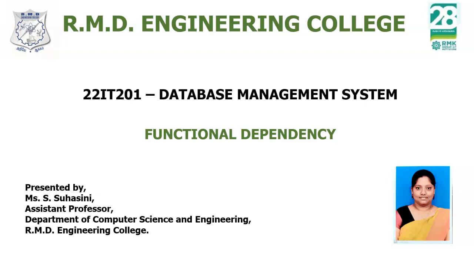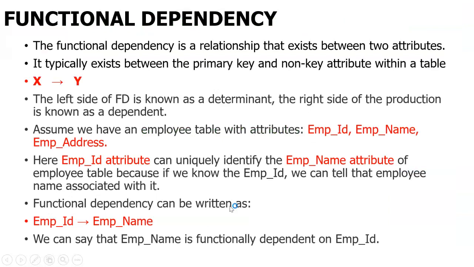In this video lecture, I'm going to discuss the topic functional dependency. So let's move on to what is functional dependency. Functional dependency is a relationship that exists between two attributes. For example, I'm taking A and B as the two attributes, and I want to check the dependency between them. Who is dependent on what? A is dependent on B or B is dependent on A. To check that relationship, we find this functional dependency.